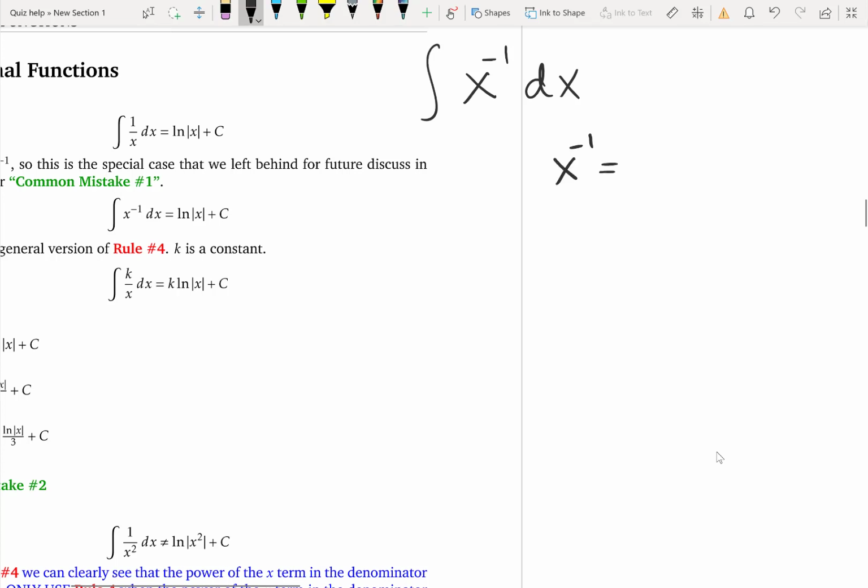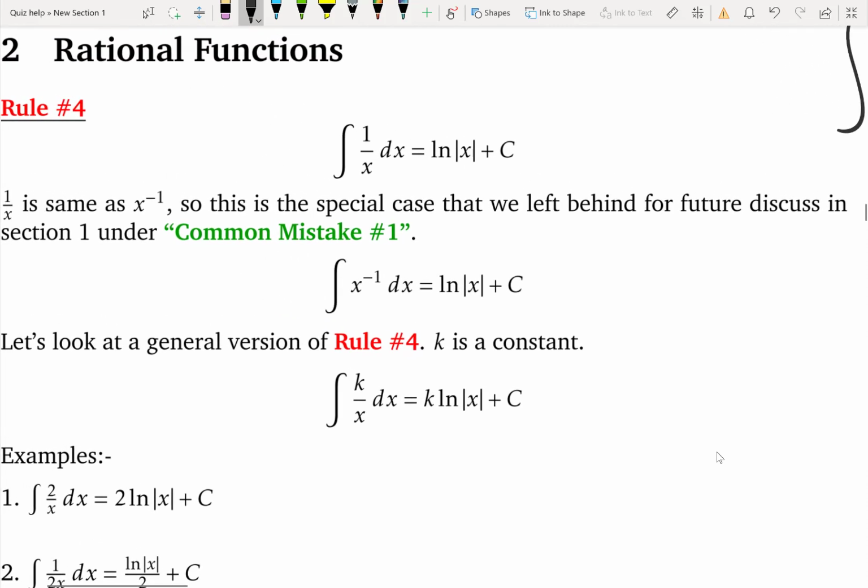X to the negative 1 can be written in a different way. Using the power rules, you can bring that x to the negative 1 term to the denominator, and when we do that, the sign switches and it becomes 1 over x. So x to the negative 1 is the same as 1 over x. So integrating x to the negative 1 is the same as integrating 1 over x. Now what do you get when you integrate 1 over x? According to the rule, what you get is natural log of absolute value of x plus, don't forget the arbitrary constant.